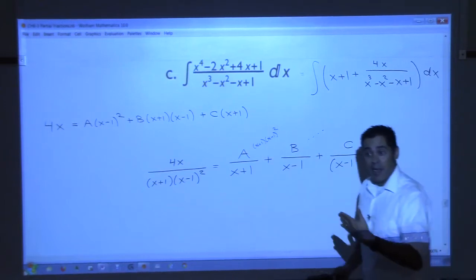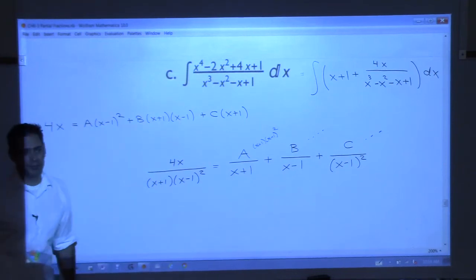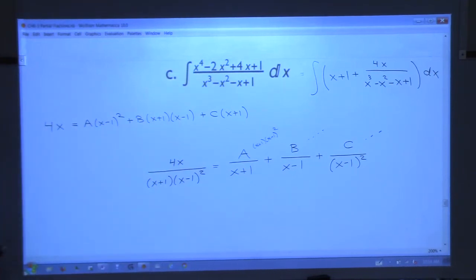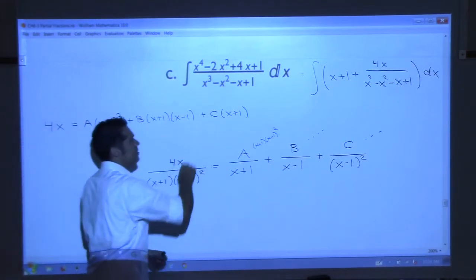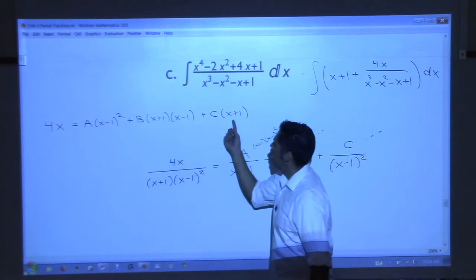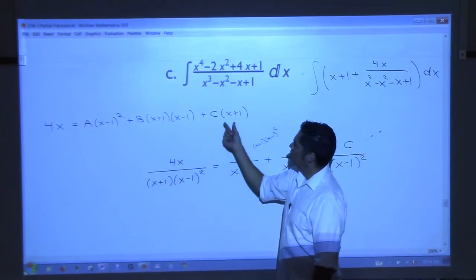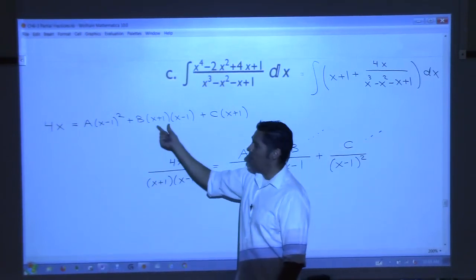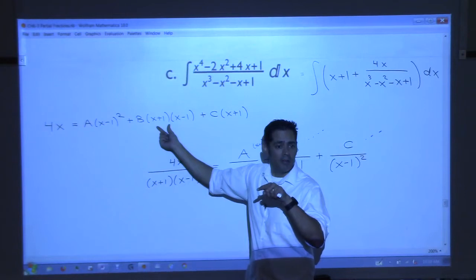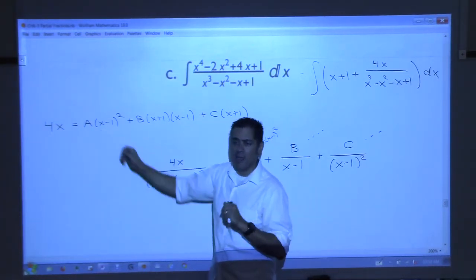Now, this is where we have to make a decision. Do we want to use the long method or the short method? Can we use the short method? So can you get A? Can you kill off B and C at the same time without killing off A? The x plus 1's common, right? So I could do that. If I let x be negative 1, do you agree I could kill this, and not kill this? Yes. Okay, so I could get A.